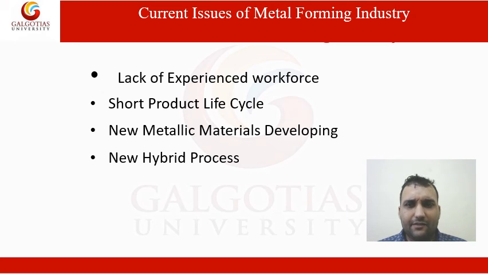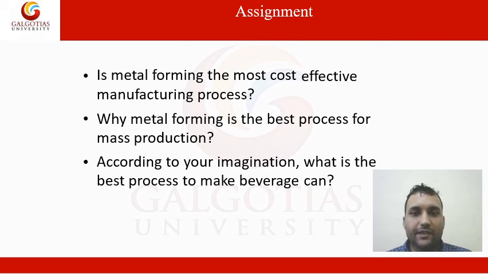So, what are the current issues that the metal forming industry is facing in the current phase? The first one is the lack of experienced workforce. The second is the short product life cycle, that is, the new product life cycle. Then the development of new metallic materials. Next is the lack of hybrid processes. Next is the high accuracy required in small feature products. So this is the end of the classification of metal forming processes.